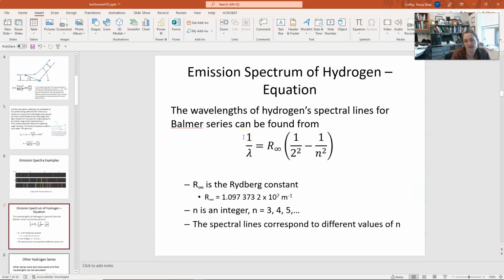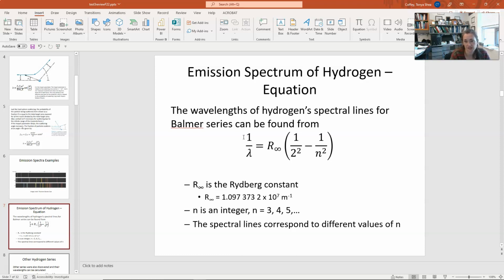Now, there were scientists before Bohr that had done some work writing an equation that predicted what the wavelengths from excited hydrogen gas would be. And that's shown here in the Rydberg form of the equation. 1 over lambda is equal to the Rydberg constant times 1 over 2 squared minus 1 over n squared.